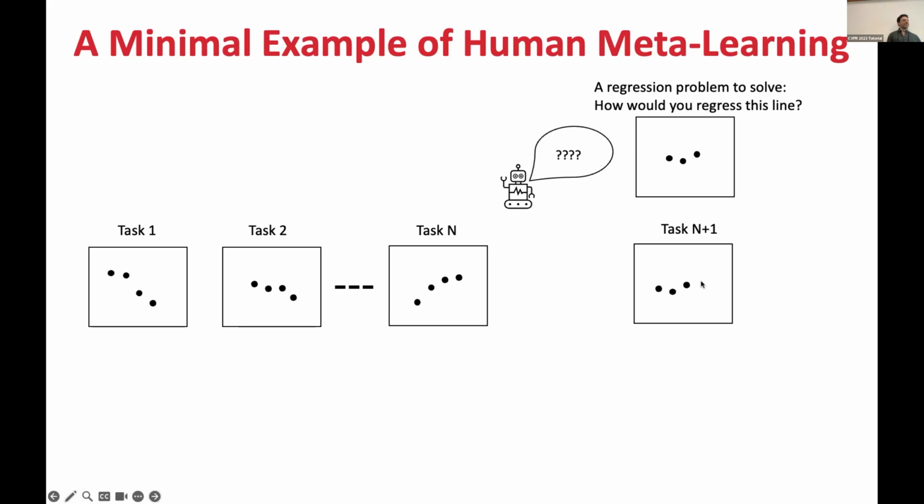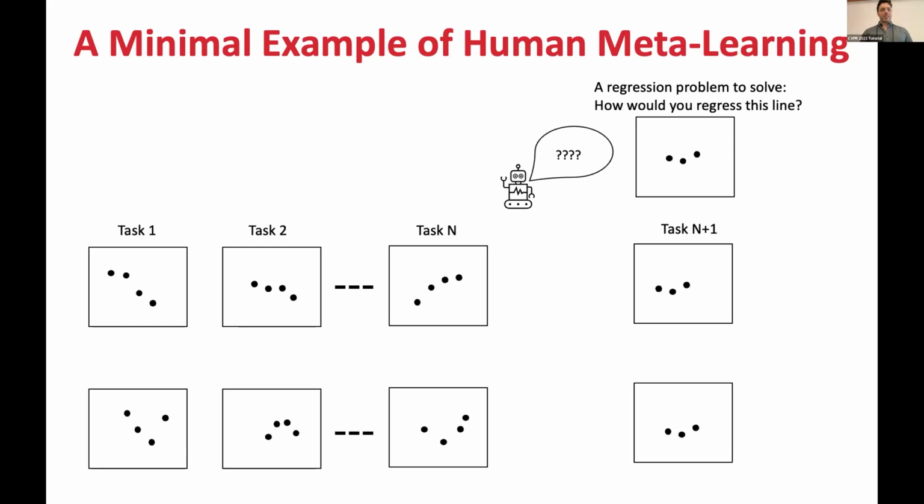Any thoughts? Or alternatively, what if I told you that these were the first n tasks over here before this final testing task over here? Do you have any new idea how you would like to draw the line through the testing task over here?